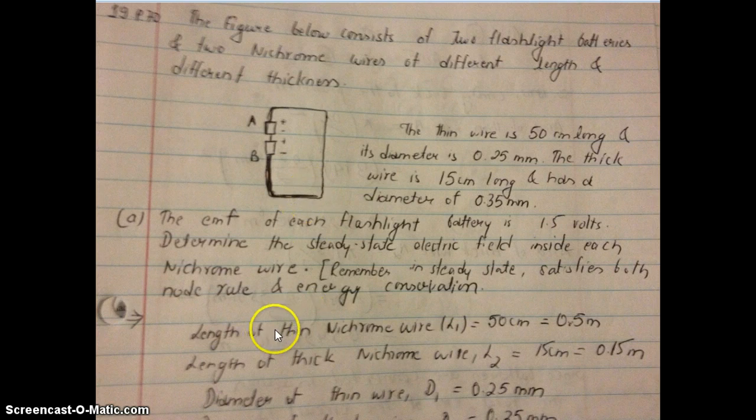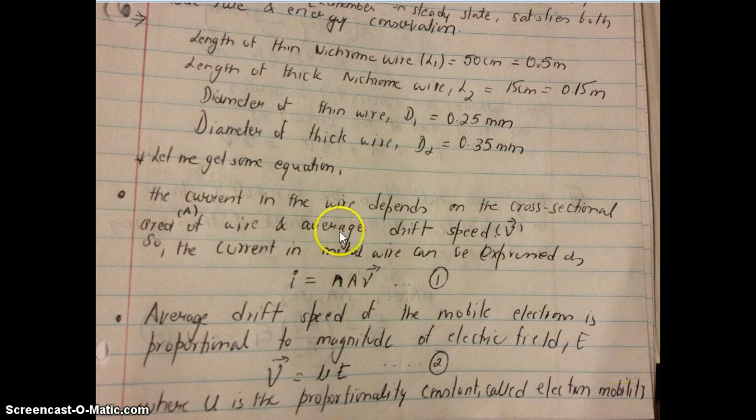So what we are given is the length of thin nichrome wire L1 equals 0.5 meter, and length of thick nichrome wire is L2 equals 0.15 meter, and the diameter of thin wire d1 is 0.25 millimeter, and diameter of thick wire d2 is 0.35 millimeter. Now, before heading to the problem, let me get some equations.